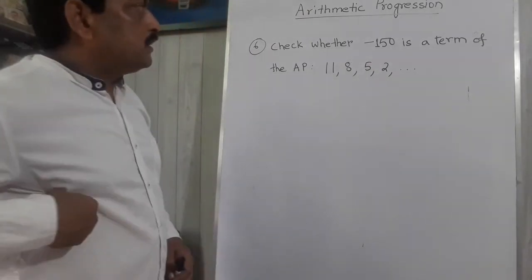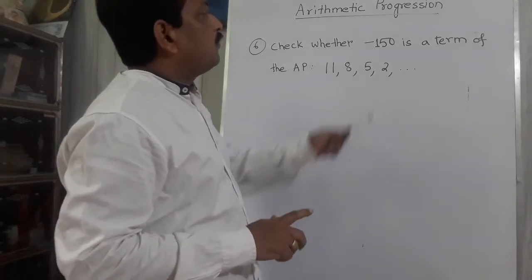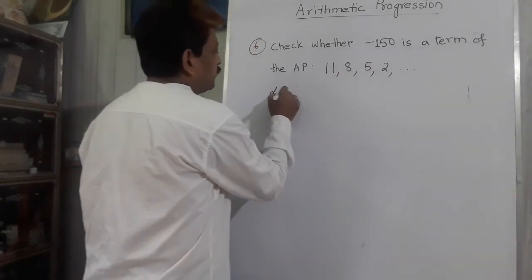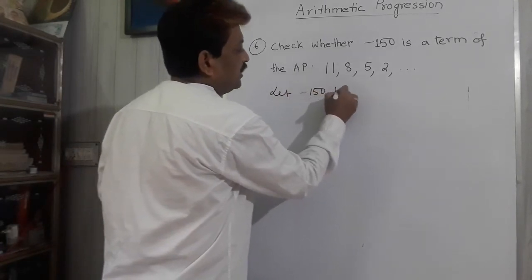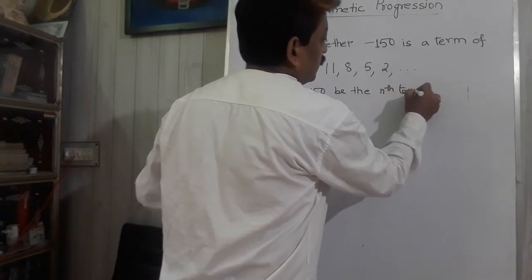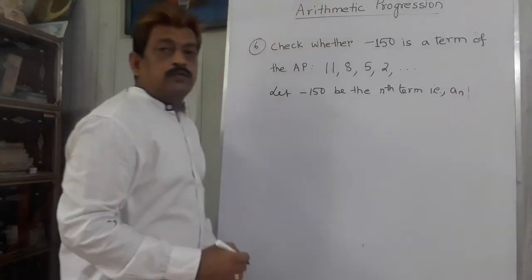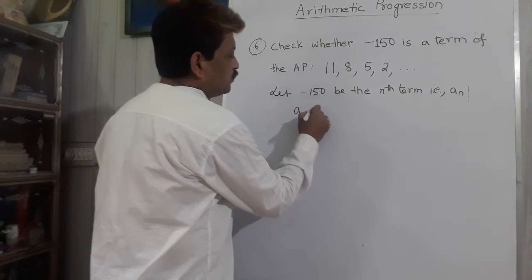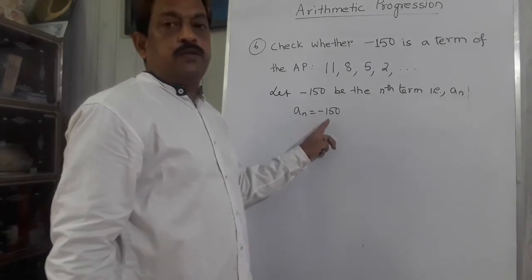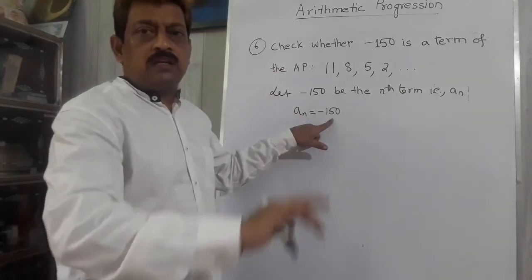So what do we have to find? Let us suppose that minus 150 is a term of the AP. Let minus 150 be the nth term, that is an. So an is equal to minus 150. It is not sure that minus 150 will come or not. So I have taken an as minus 150 and checked whether the other conditions are satisfied or not.